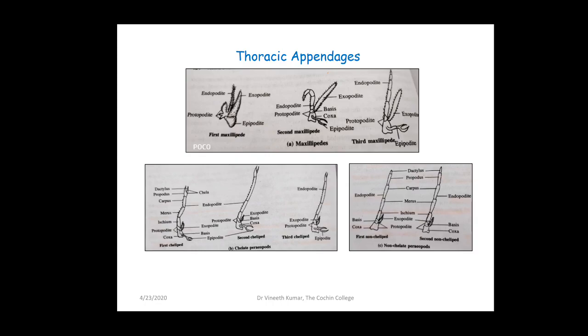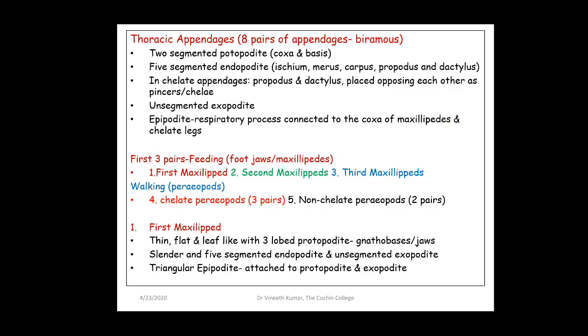That is why there are 3 chelate legs and 2 non-chelate legs. The first 3 thoracic appendages are named the first maxilliped, the second maxilliped, and the third maxilliped. So we'll see them one by one. Thoracic appendages are 8 pairs, and every thoracic appendage is biramous. Every thoracic appendage has a two-segmented protopodite with a coxa and basis, and a 5-segmented endopodite: the ischium, merus, carpus, propodus, and dactylus. We'll see that in the diagram.